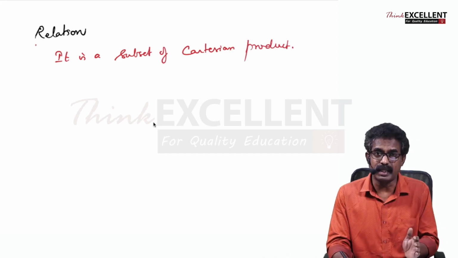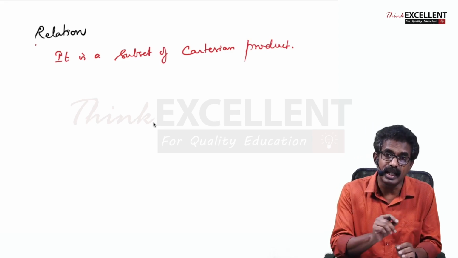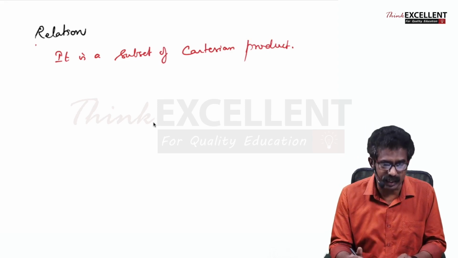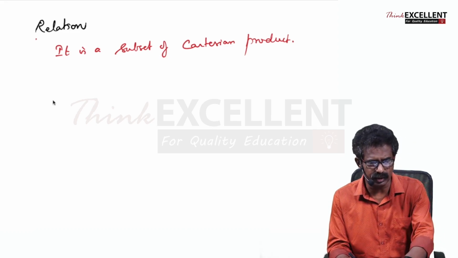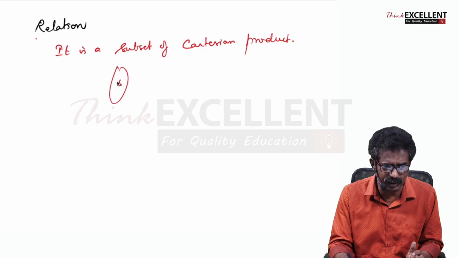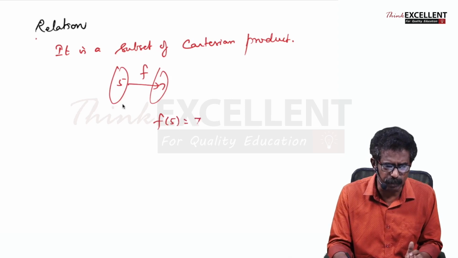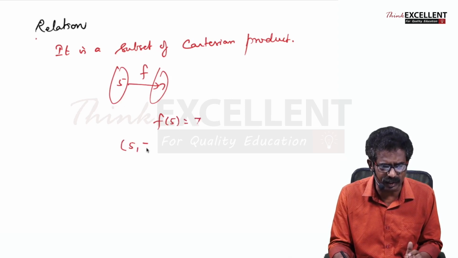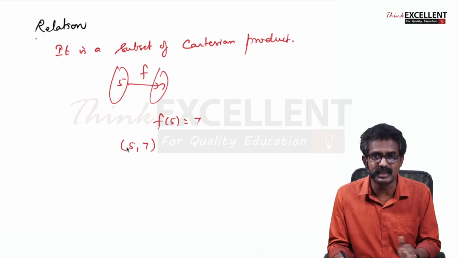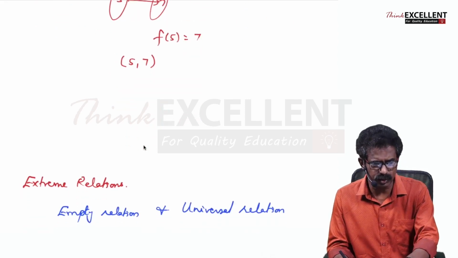Then you know what is domain. The first set fully we call the domain, the second set we call the codomain, and the related elements we call the range. So all these things you know. Then what is image, what is pre-image? Suppose 5 is related to 7. Under the relation f of 5 is equal to 7, or you write it as an ordered pair, (5, 7). The image of 5 is 7, and the pre-image of 7 is what? 5.